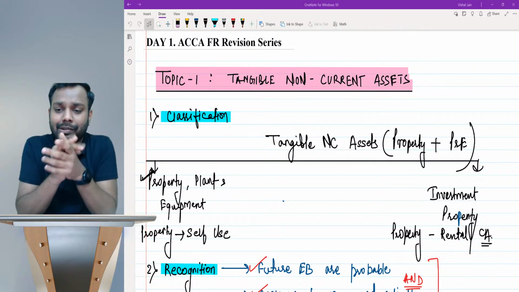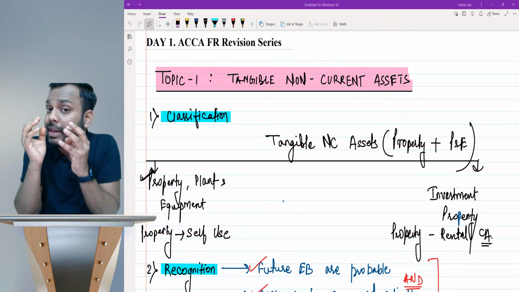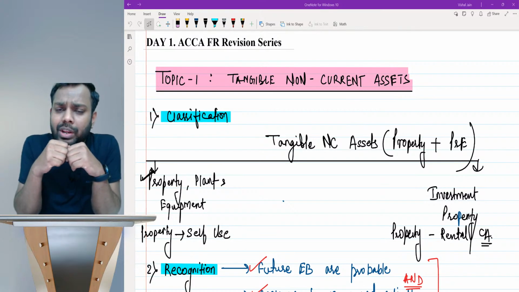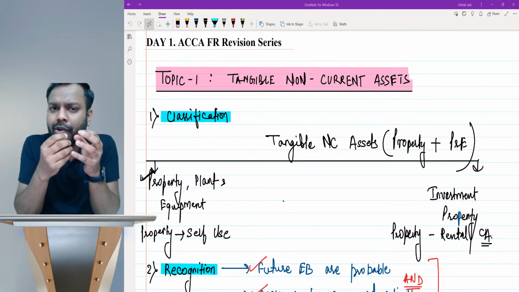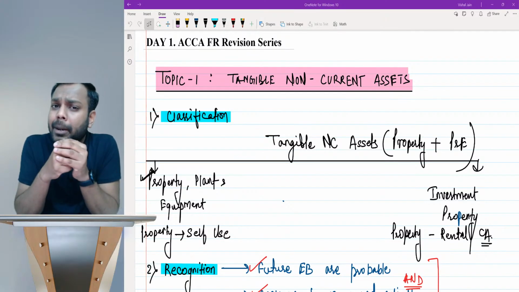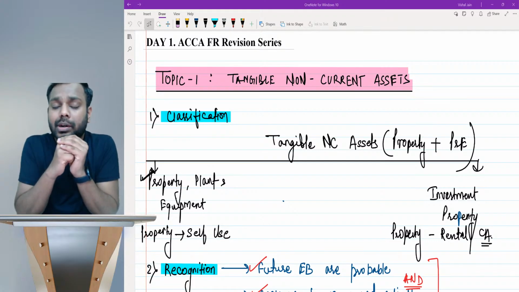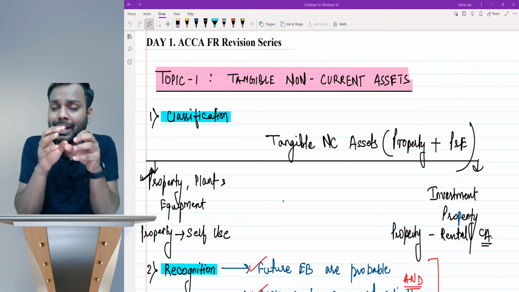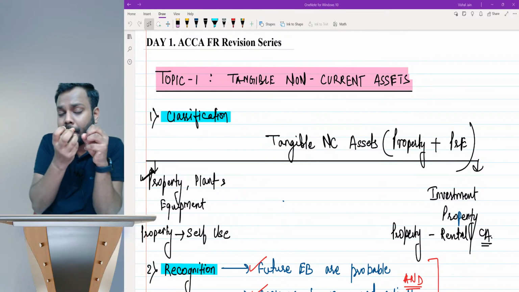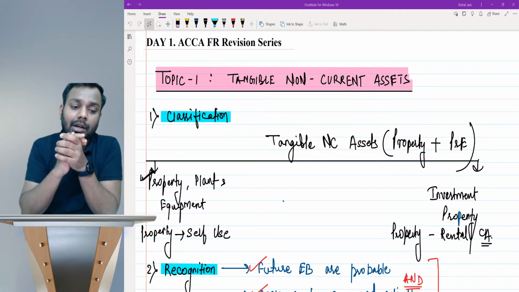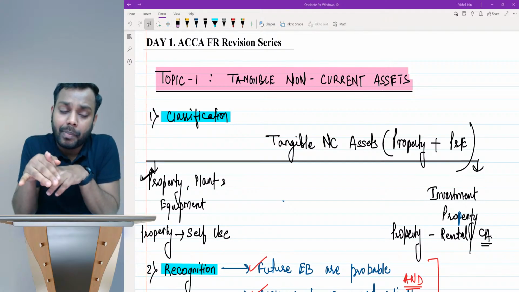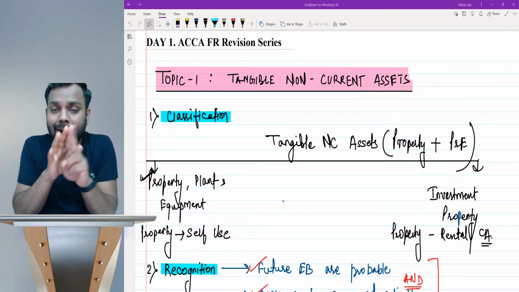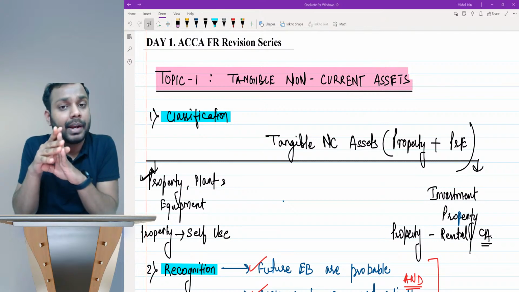Guys, we have to understand that investment property talks from an investment perspective. Now think, will you, at any given point of time, invest in plant and equipment for capital appreciation? No, you will not, right? You will always invest in properties for capital appreciation, because property values appreciate, while plant and equipment values depreciate. So always remember, plant and equipment will always be property, plant, and equipment.